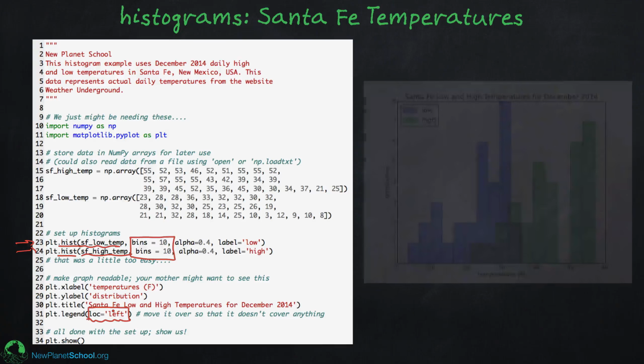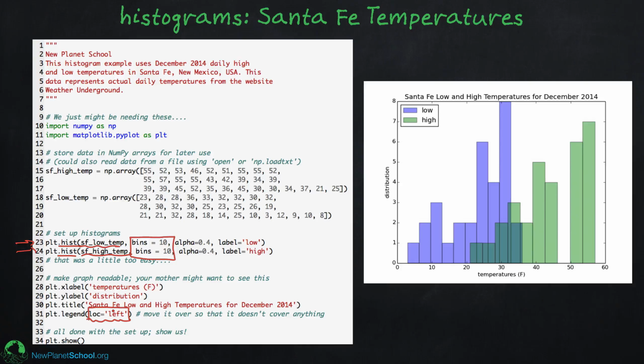Okay, so what does that look like? So here is the histogram. The lighter blue here are the low temperatures, and the green here are the high temperatures. And so one of the interesting things you can see is the number of days that you get with these temperatures, the number of days you get with these temperatures roughly in this range.